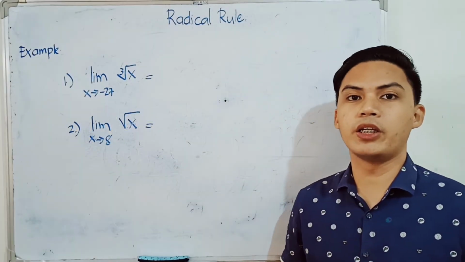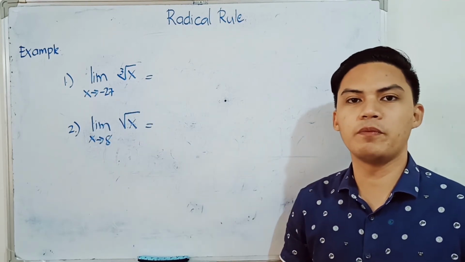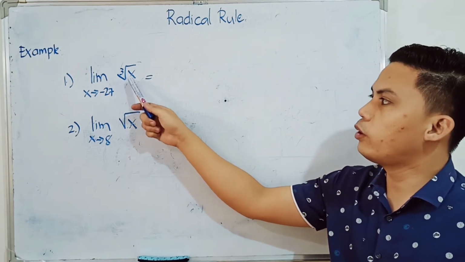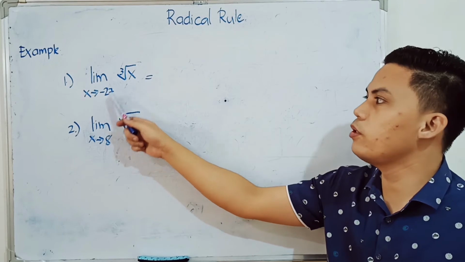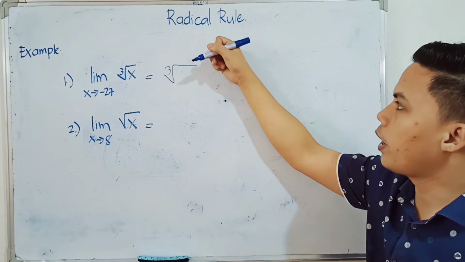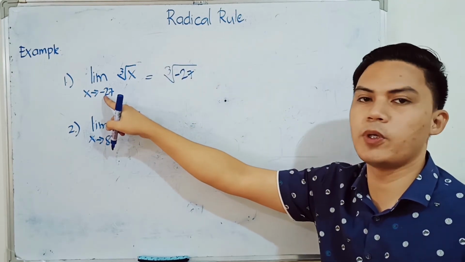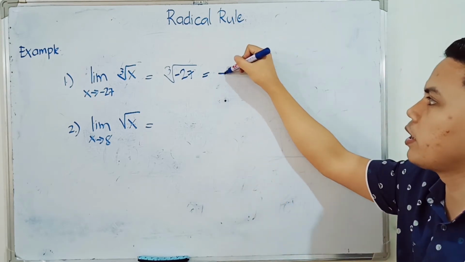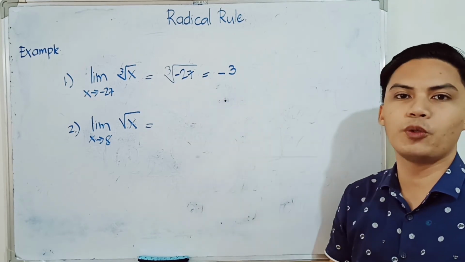Now let's apply the radical rule. Suppose we have the limit of the cube root of x as x approaches -27. So, gaya ng sabi sa radical rule, if we're going to get the nth root of a function, all we need to do is to substitute yung value of c natin dun sa given na function. So, we will have here the cube root of -27. So, yung x magiging -27. Then, simplify lang natin. Ano yung cube root ni -27? So, the answer is -3. Because -3 times -3 times -3 is equal to -27.